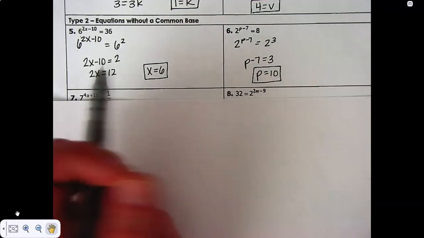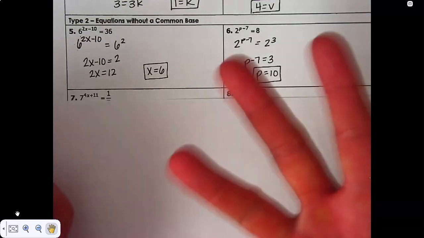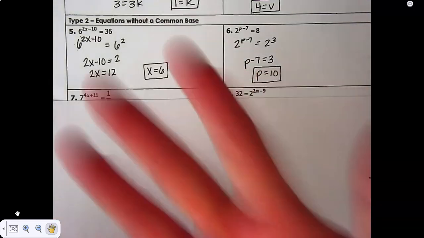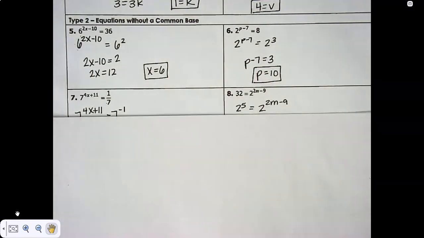So I would say 32 divided by 2 is 16. All right. 16 divided by 2 is 8. 8 divided by 2 is 4. And 4 divided by 2, and I have my fingers here because I'm counting, is 5. So I can say 2 to the 5th power is the same thing as 32.